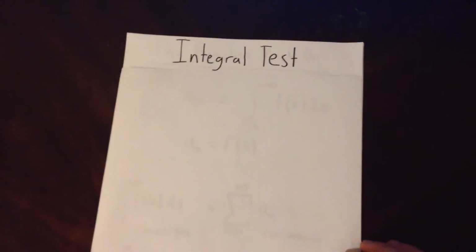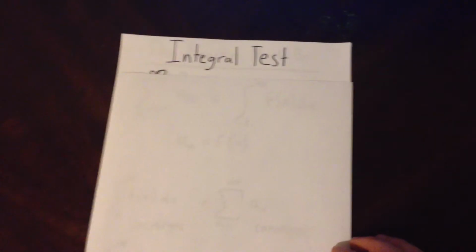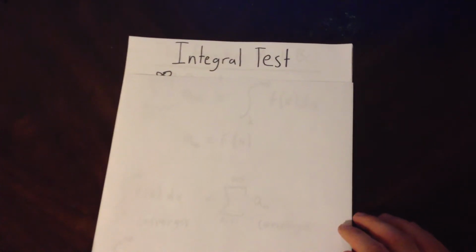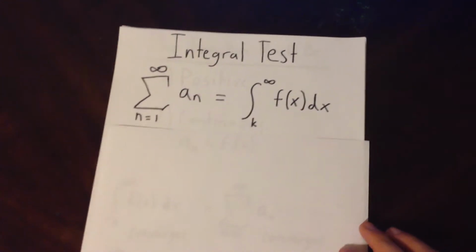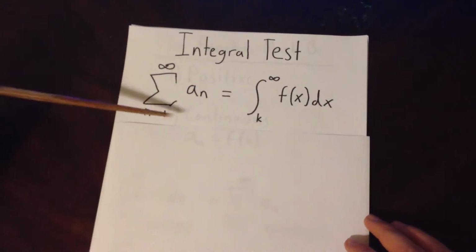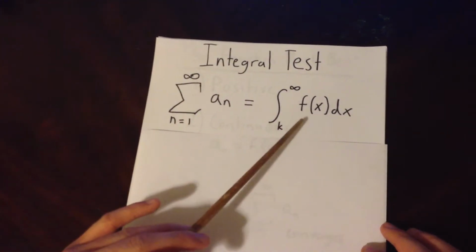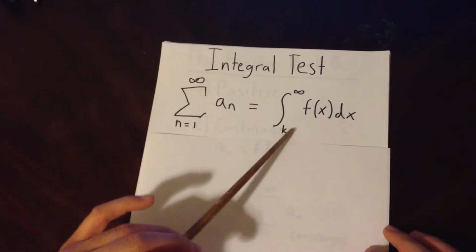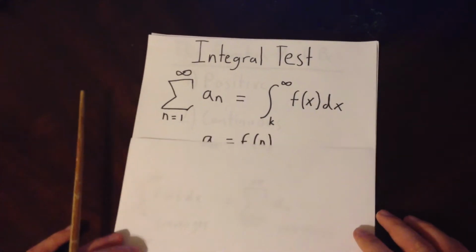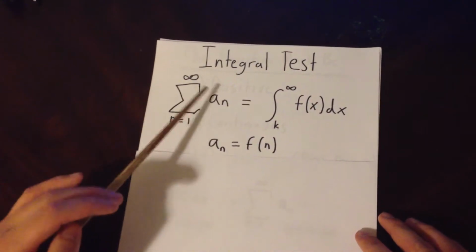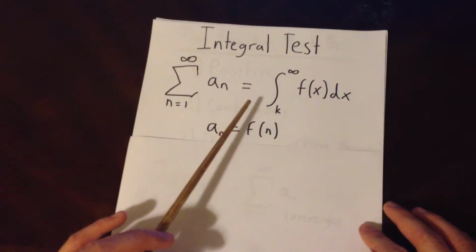At the integral test, essentially the integral test allows us to determine whether a series converges or diverges. It allows us to determine this by converting it into an improper integral. By looking at this series, a sub n from n equals 1 to infinity can be converted into the integral of f of x dx from k, a finite number, to infinity. This definition only works because it is implied that a sub n is equal to the function that is used in the improper integral.